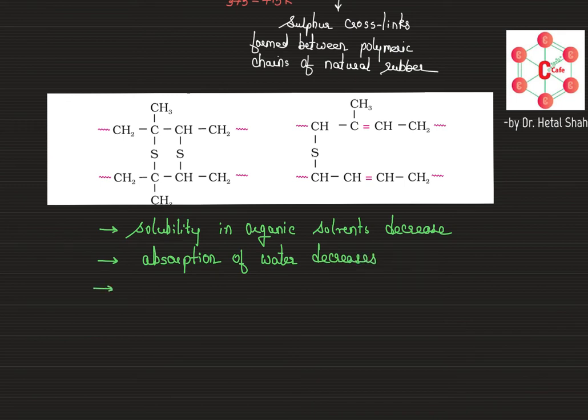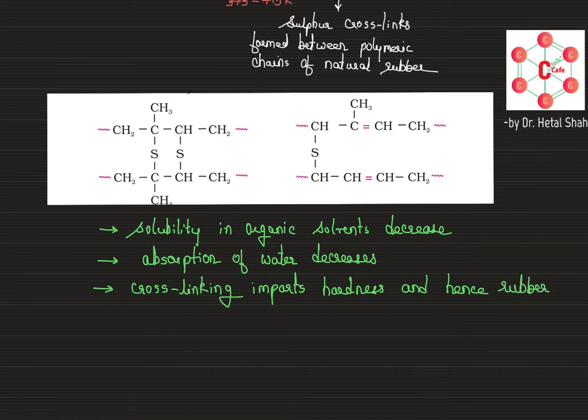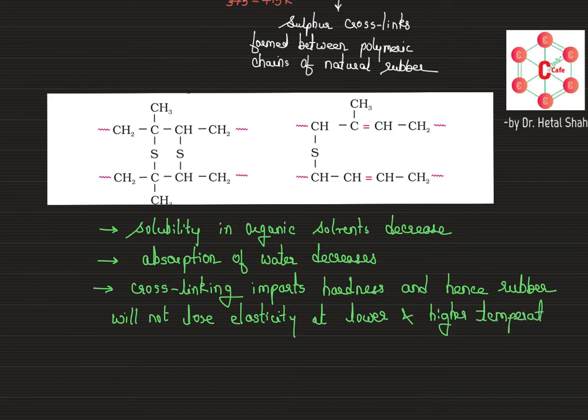And crosslinking imparts hardness and hence rubber will not lose elasticity at lower or higher temperatures. So this would not happen.